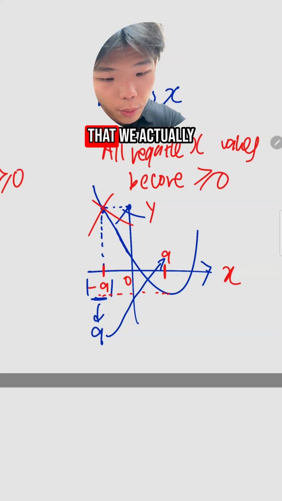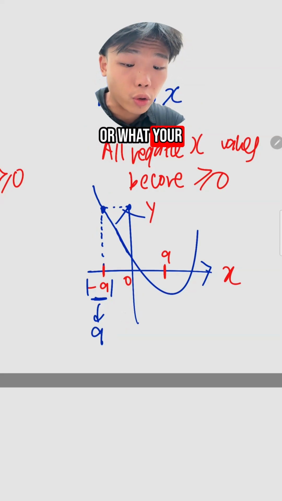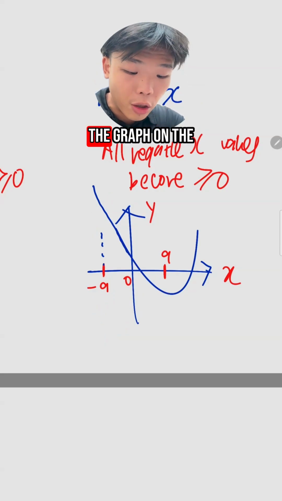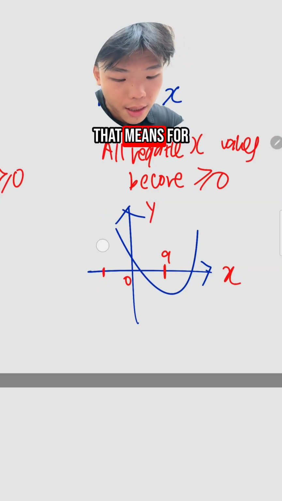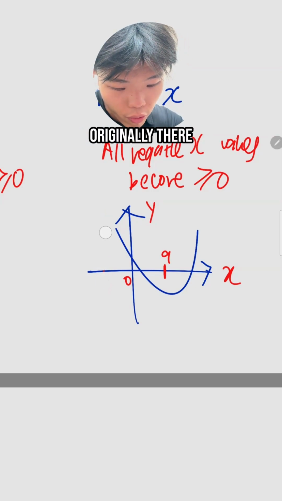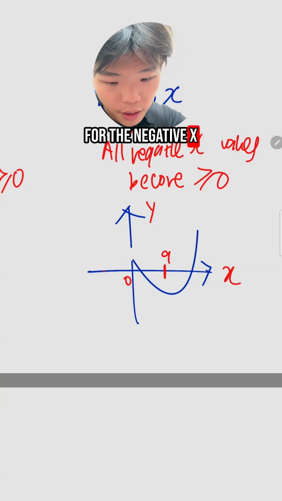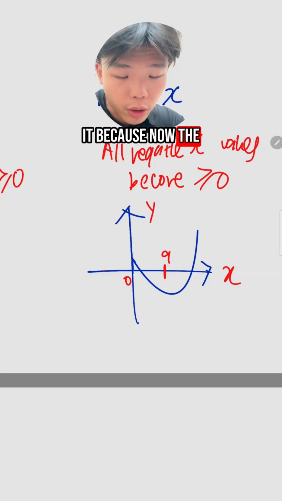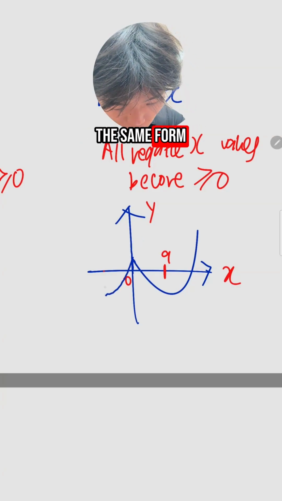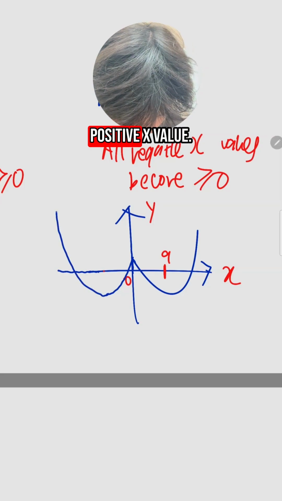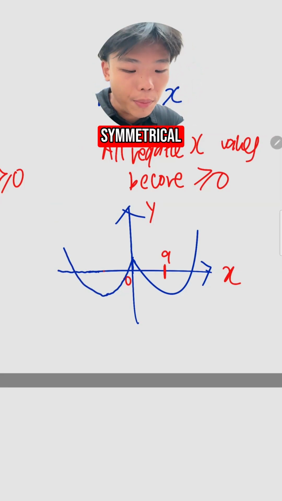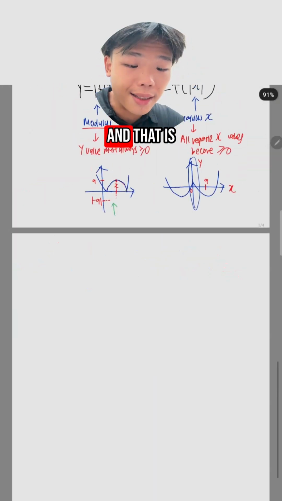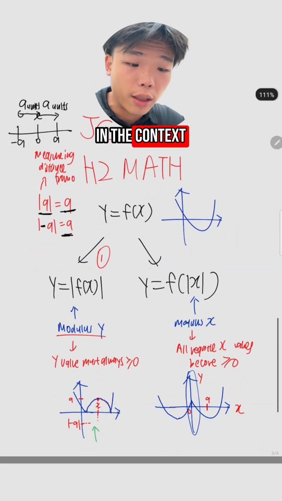And therefore the way that we actually can tackle this very simply, or what your school actually teaches you to do, is to just keep the graph on the right and reflect it on the left. That means for any y value that is originally there for the negative x values, you remove it, because now the corresponding y value will take the same form as that of the positive x value, and that's why the graph becomes symmetrical about the y-axis. And that is exactly how modulus works in the context of graphing functions.